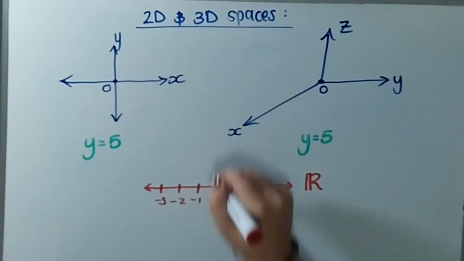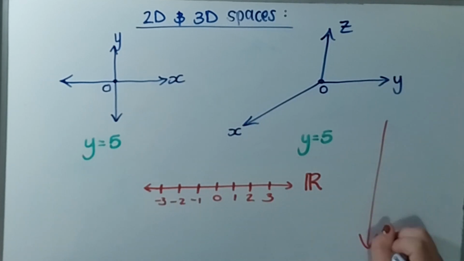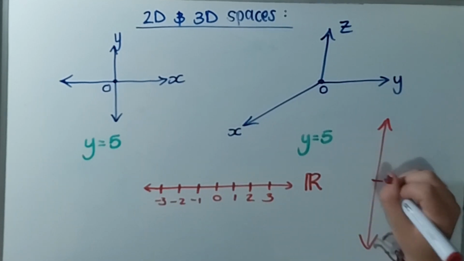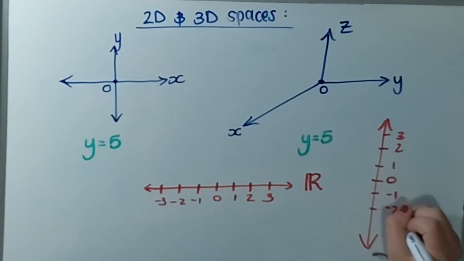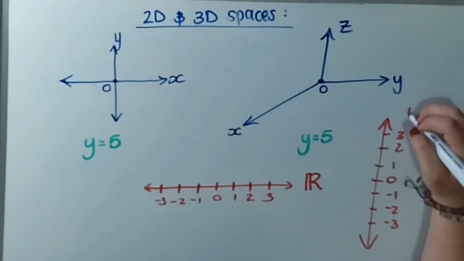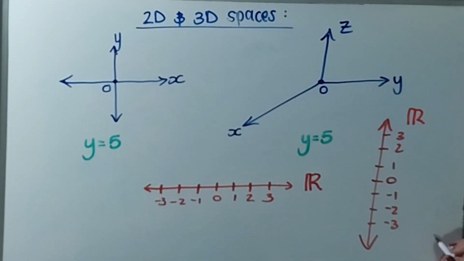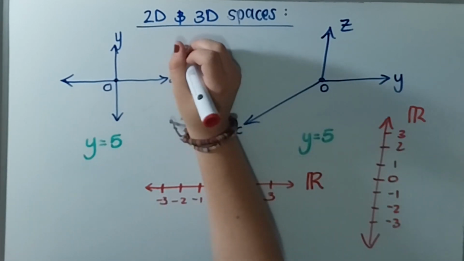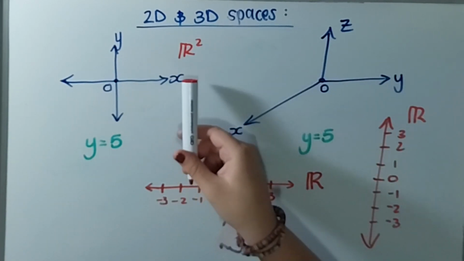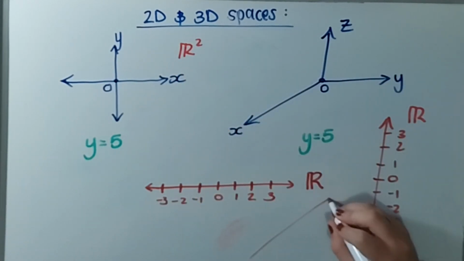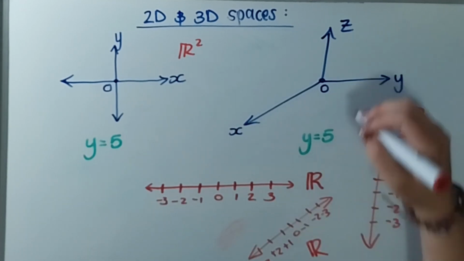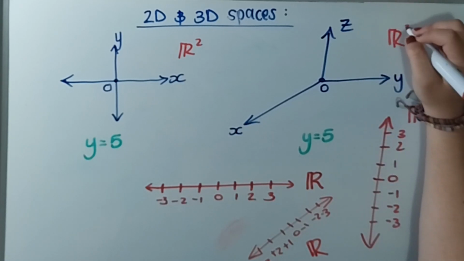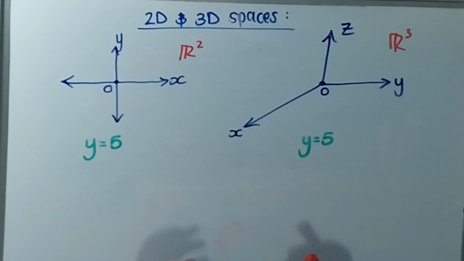But now we add another axis, an axis like this, which goes 0, 1, 2, 3, -1, -2, -3. This is also represented by R. But now these are put together, so we get R squared. And if we add another axis that goes out like this, then this is also represented by R, making this R cubed. That is fine and dandy, but what does that actually mean?